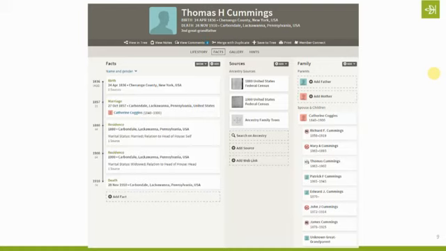Now, for the next step, I've identified this common ancestor couple. In this case, it's this Thomas Cummings and Catherine Coggins. Both of them are of Irish descent. They both ended up in Lackawanna County, Pennsylvania, which is not far actually from where my cousin was born.